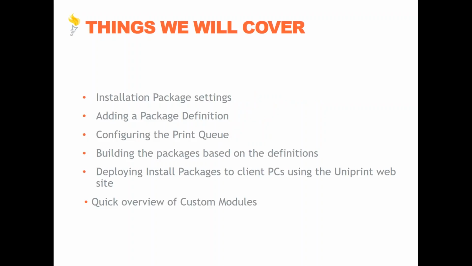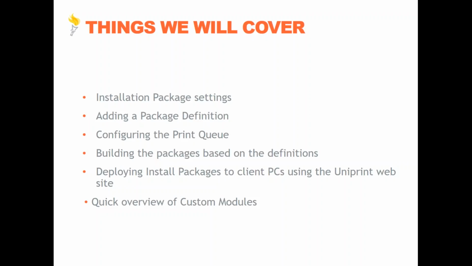Things we will cover today are the installation package settings, and what those settings are. We're going to add a package definition to our Uniprint system. We're going to configure the print queue, which means changing the default settings to something you'd like. We're going to build packages based on those definitions. A definition is merely a group of settings in the Pharos Administrator. We'll also cover deploying install packages to client PCs using the Uniprint website, where you can find it and what it is.